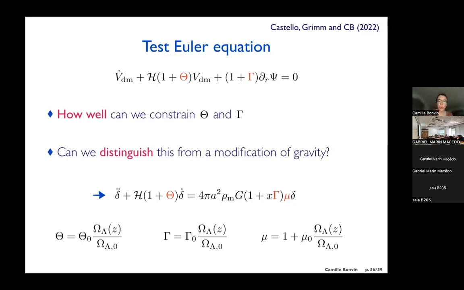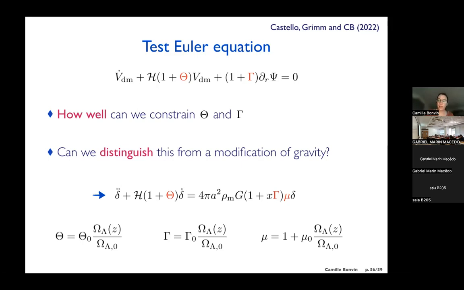If we can, then it means that we can link any deviation that we see to one or to the other. So we took this evolution equation, which depends on theta, gamma, and mu. We assumed something which is usually assumed in the literature, which is that these functions evolve proportionally to the amount of dark energy that we have in the universe. Again, this is an assumption. It's not mandatory to do it, but we wanted to reproduce what people were doing in the literature. So we chose this evolution.